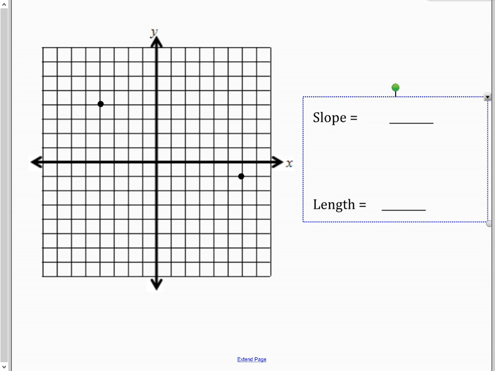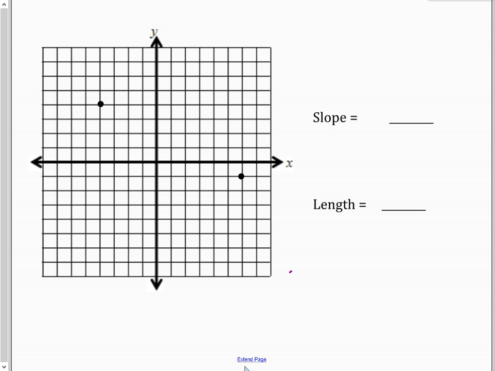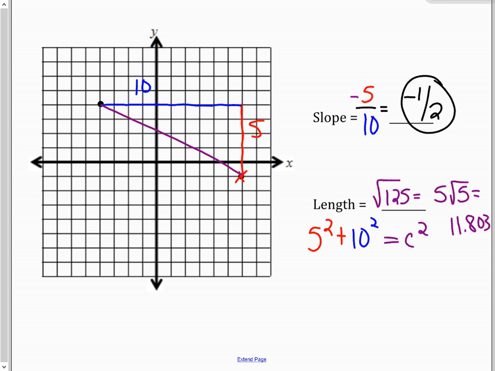So here we go again. We want you to find the slope and the length of this segment, that is here. So please pause the video here to complete the slope and length. Here are the answers. I got the slope is -1/2, and I got the length to be the square root of 125, or 5 square root of 5, or 11.803. So if you did not get those correct, please pause the video here to figure out how to correct your mistake.